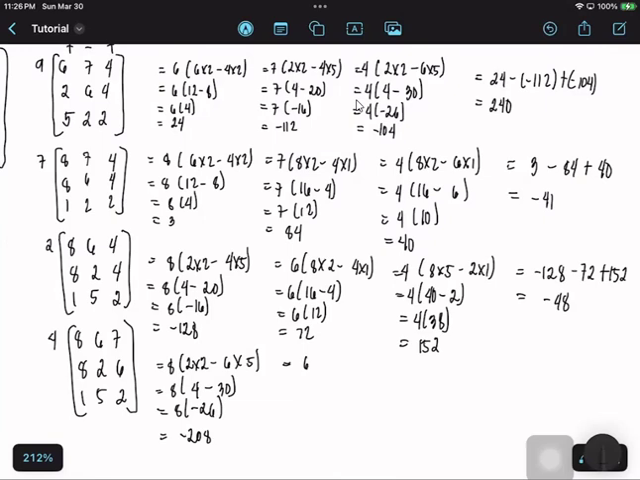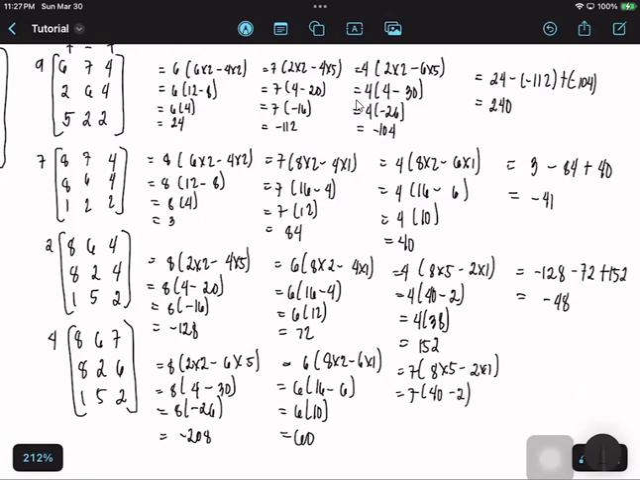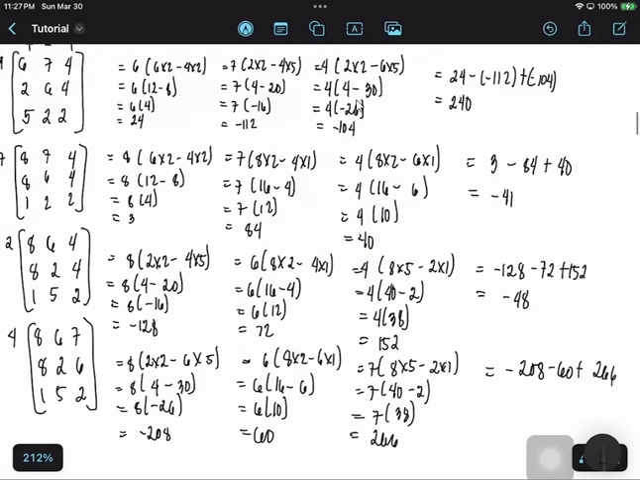Afterwards, for the 6, we're going to do 8 times 2 minus 6 times 1, 16 minus 6 is 10, from 60. And the 37 will become 8 times 5 minus 2 times 1, which is 40 minus 2, will become 38. Then this 38 times 7 will become 266. Calculating that one, negative 208 minus 60 plus 266 equates to negative 2.